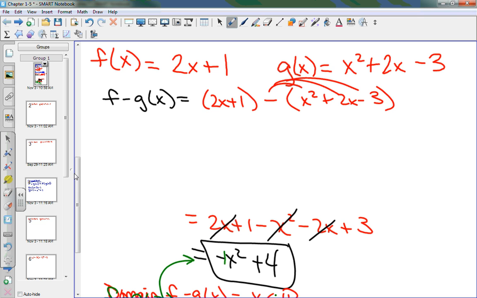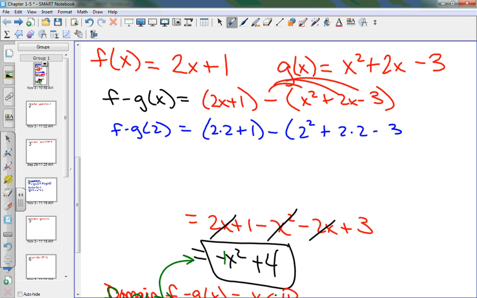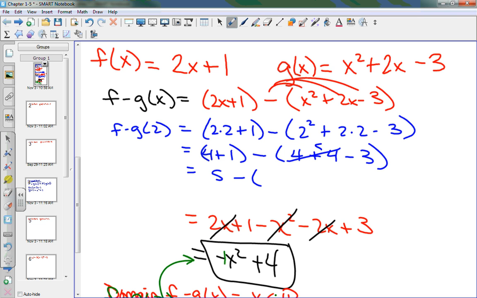If I plug in a 2 here, that's going to give me 2 times 2 plus 1 minus 2 squared plus 2 times 2 minus 3. Do you see that? Well, what is 2 times 2? Plus 1 is? Minus 2 squared is 4, plus 4 minus 3. 4 plus 4 is 8. 8 minus 3 is 5. 5 minus 5 is 0.